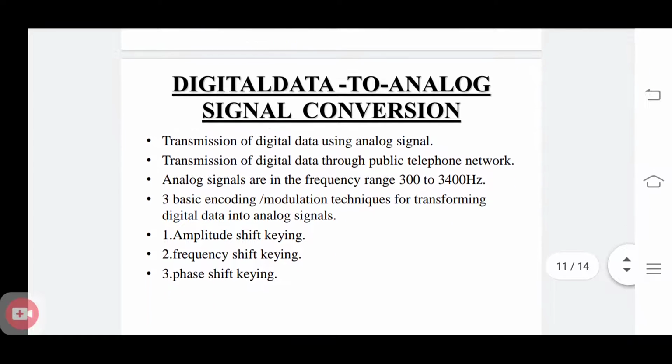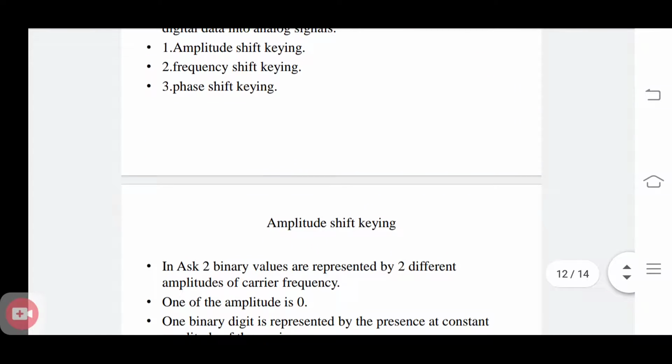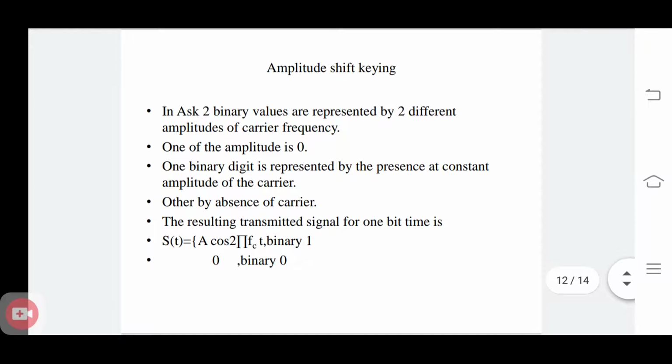So we have studied the digital data to digital encoding mechanisms. Now we can study the digital data to analog signal conversion, how the digital data is converted into an analog signal. By using three basic encoding mechanisms, we can convert this digital data to an analog signal. We have amplitude shift keying, frequency shift keying, and phase shift keying. So first one, we have amplitude shift keying.